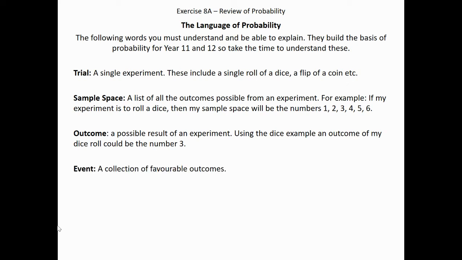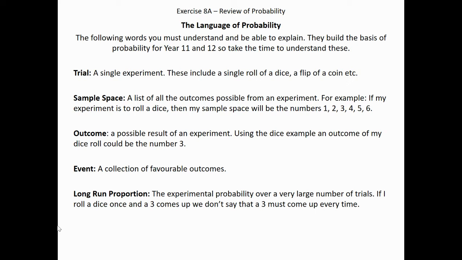Event, a collection of favorable outcomes. So that's what we're looking for. So again, with the dice example, an event could be rolling an even number. So there's actually 3 options for that. You could roll a 2, a 4, or a 6. It's the one that you're sort of looking for in your experiment.